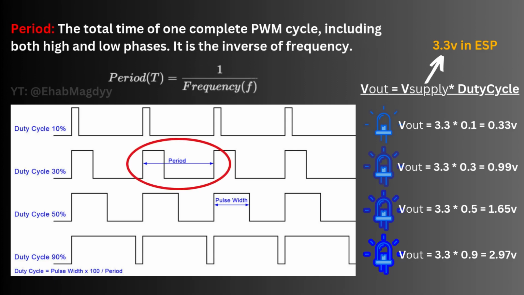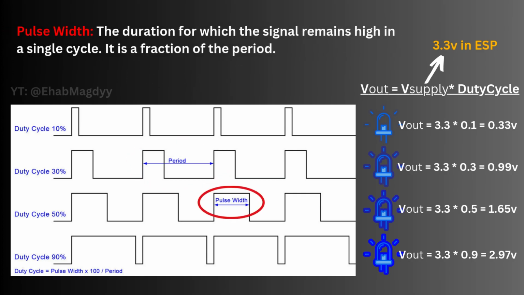one complete PWM cycle, including both high and low phases. It is the inverse of frequency. The pulse width, which is the duration for which the signal remains high in a single cycle. It is a fraction of the period.